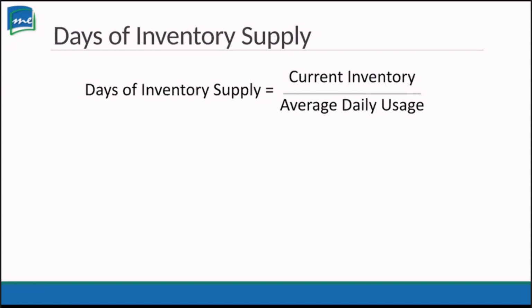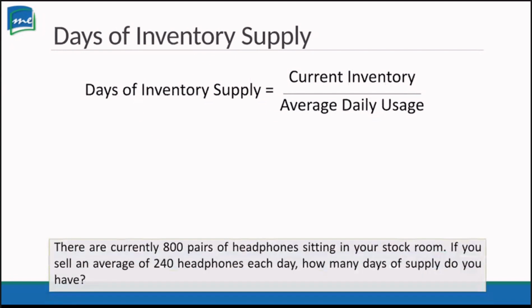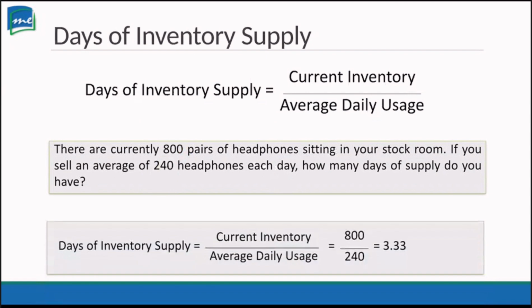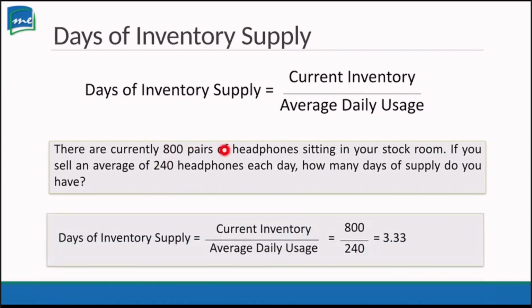So considering that dimension, we use a metric we call days of inventory to have an idea about your inventories. Take a look at the example. If you currently have 800 pairs of headphones and the average demand is 240 per day, you will have an idea that the current inventories you have can meet around 3 days of demand. So this is another way we consider how much inventory you have.